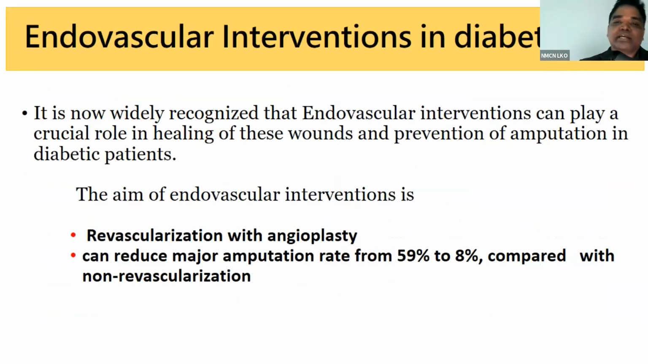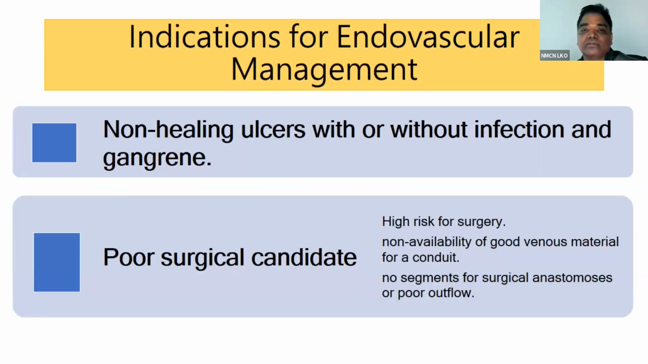Now it is widely recognized that endovascular interventions can play a crucial role in healing of wounds due to diabetes and prevention of amputation in these patients. The aim of endovascular therapy is revascularization with the help of balloon angioplasty. This can reduce major amputation rate from 59 to 8% compared with patients who do not undergo this kind of treatment. The indications are non-healing ulcers, infected or not infected, and gangrene. Patients who are poor surgical candidates are particularly taken up for these kinds of procedures.